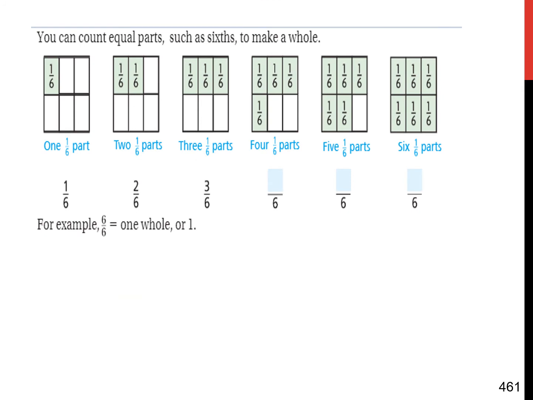You can count equal parts such as sixths to make a whole. 1/6 part, 2/6 part, 3/6 part. Here we have 1, 2, 3, 4/6 parts, 5/6 parts, and 6/6 parts. For example, 6 out of 6 equal 1 whole or 1.